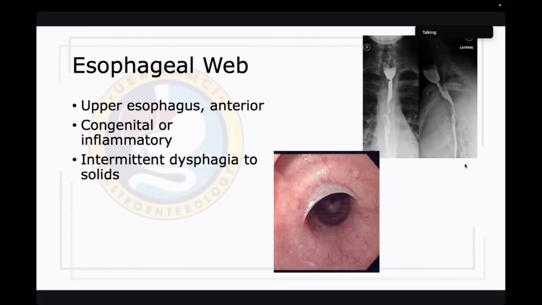Esophageal webs are usually seen in the proximal esophagus and can be of congenital or inflammatory origin. So you will notice that the lesion is not circumferential, unlike the esophageal ring. But like the ring, most are asymptomatic, and this can be seen in 10% of the population. But if they do cause narrowing of the lumen, just like this, then they can cause intermittent dysphagia to solids, similar to Schatzki ring.